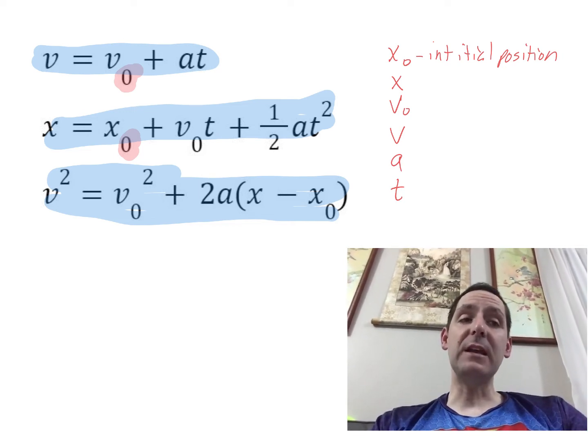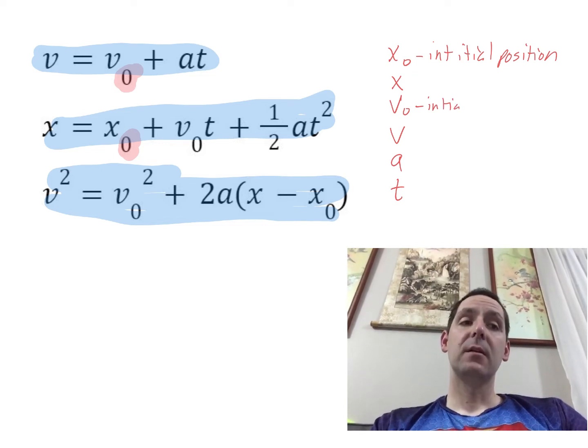You'll notice there's also a v naught. That's our initial velocity.